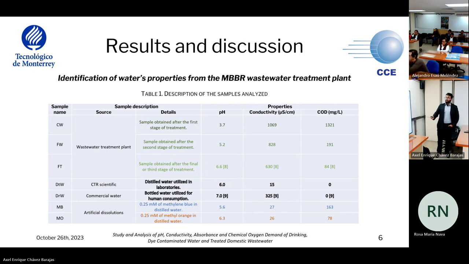Okay. Now, talking about the chemical oxygen demand, we can see how the bottled water and the distilled water have zero, and in comparison with the artificial solutions, this value increases a lot. I would like to highlight that the values are bigger than the last stage of the wastewater treatment plant. All we have done with these experiments is make a solution with 0.25 millimolar of each one.